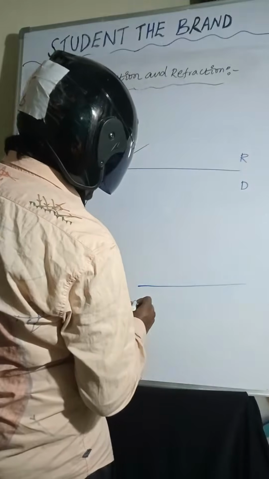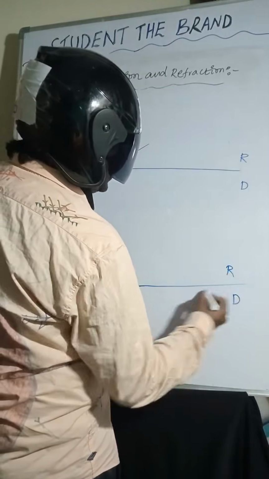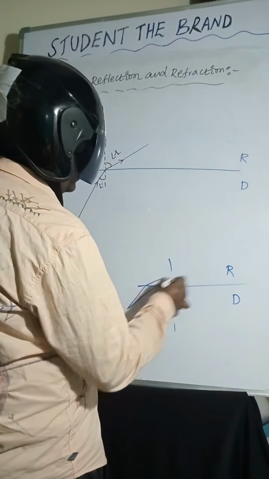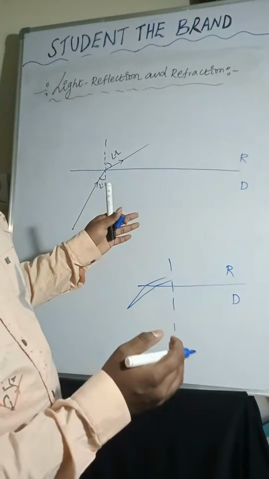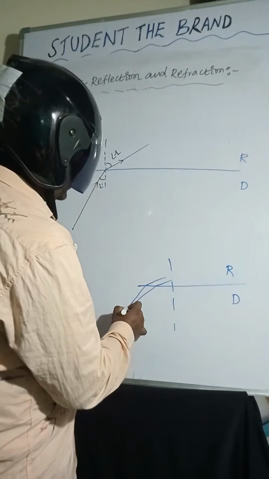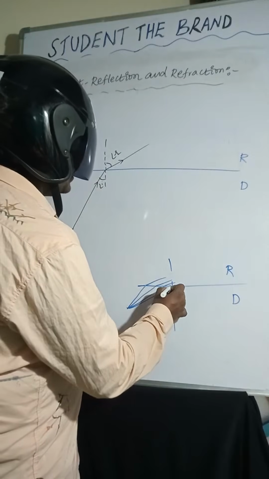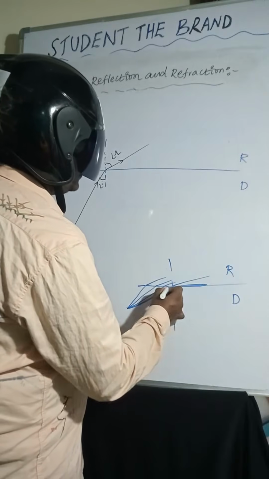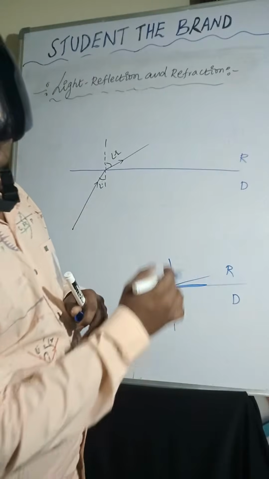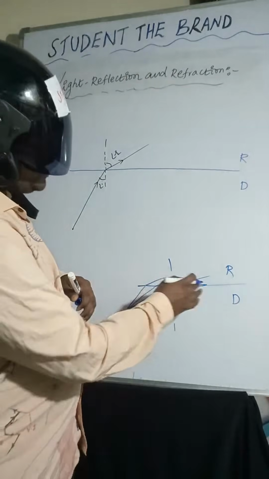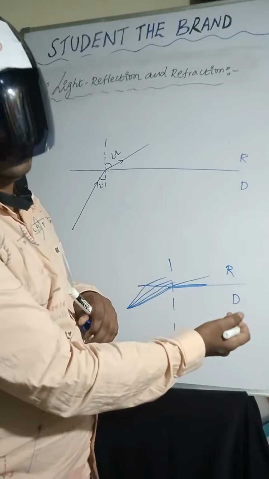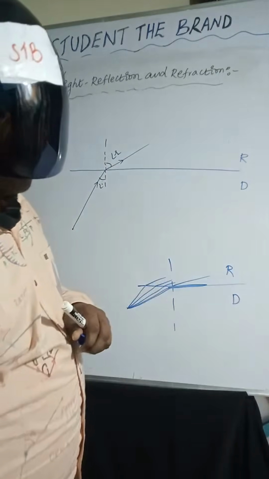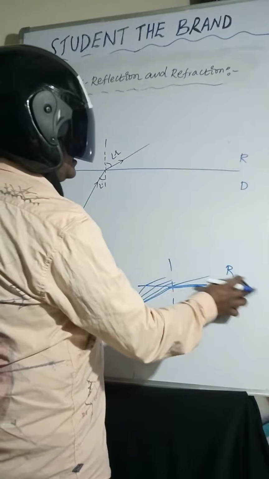If you are sending a light ray from the denser medium to the rarer medium, I keep changing the angle of incidence. At a certain angle of incidence, the refracted ray passes along the surface. Refracted ray moves along the surface. So that angle is called the critical angle.